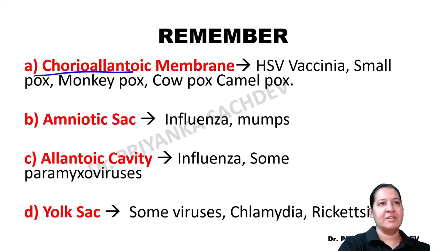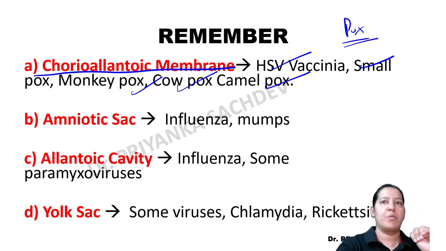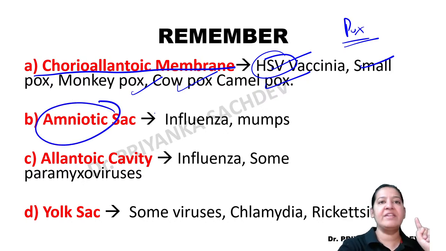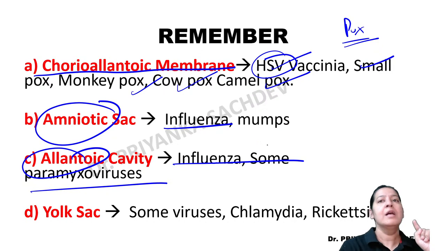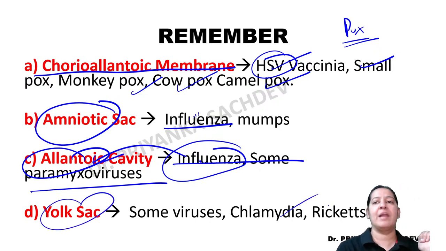So CAM, the first cavity, is used for HSV, for smallpox, for monkeypox, for cowpox, for camelpox. So basically for pox viruses, along with HSV and vaccinia, right? Amniotic cavity is for influenza. Allantoid cavity is also for influenza and parainfluenza. So basically, I know for influenza two answers are correct, but for influenza we use the allantoid cavity more as compared to the amniotic cavity. Yolk sac is for chlamydia and rickettsia.